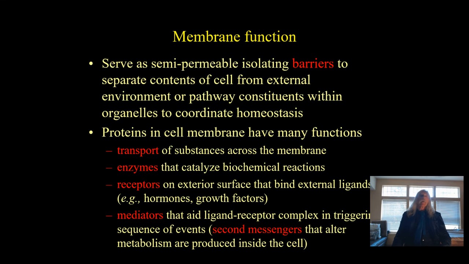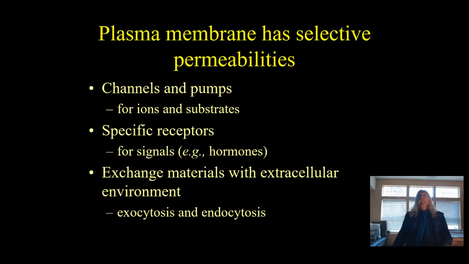Inositol pyrophosphate, and inositol phospholipids, generating IP3 and then diacylglycerol, for example. That's another secondary messenger system. So anyways, all of that will alter metabolism inside the cell, but can also have effects outside the cell, depending. So the plasma membrane has selective permeabilities. So you have channels and pumps for ions and substrates, right? Glucose uptake, sodium, potassium uptake, things like that. Calcium flux.